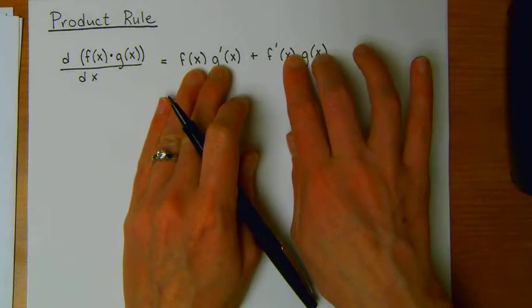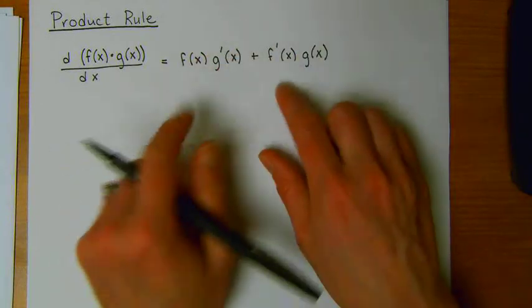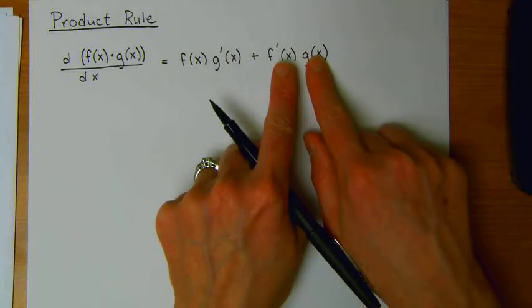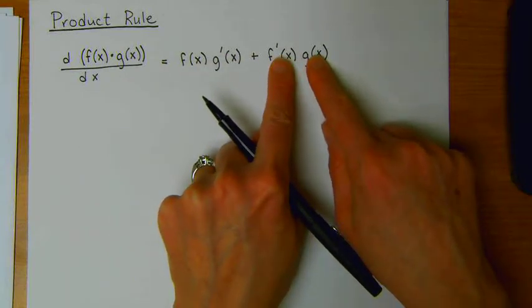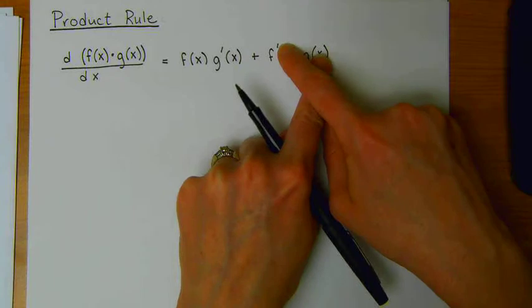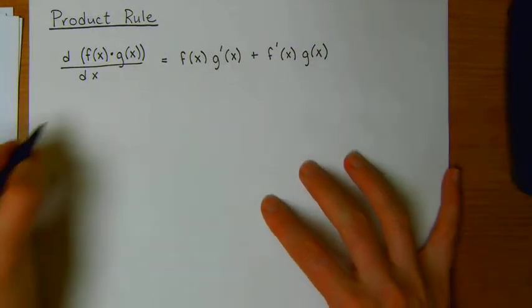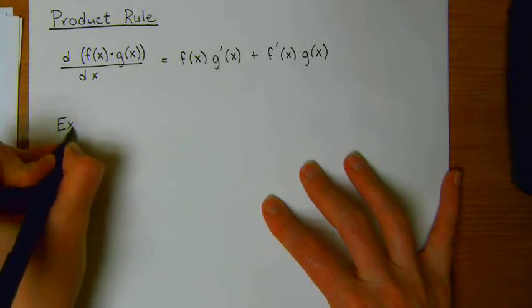And notice it doesn't matter which order you do these terms in. All that matters is that the original function is being multiplied by the derivative, and then the other original function is being multiplied by the other derivative. By the commutative property of multiplication and the commutative property of addition, you could do it in whatever order you would like. Let's look at an example of this.